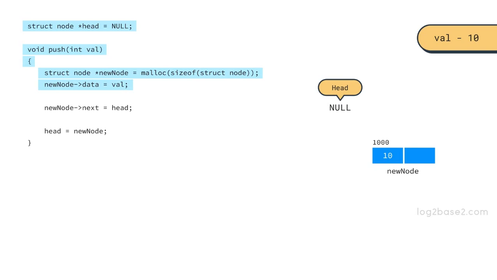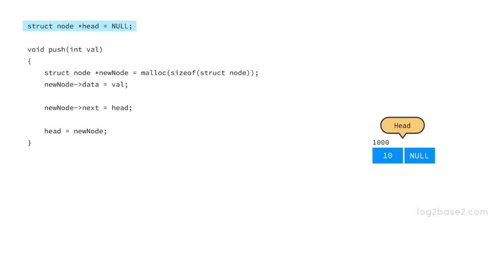Now the node is ready and the next question is where to insert it. It should be inserted at the top of the stack, which will be the head of the linked list. So it should point to head. So write new node next equal to head. And now make it the head of the linked list. So one element is inserted into the stack.